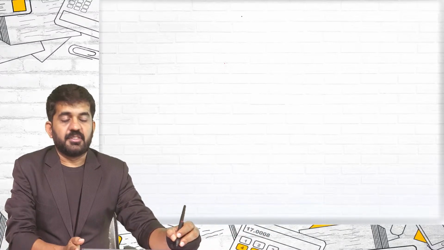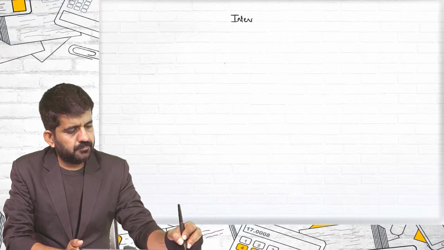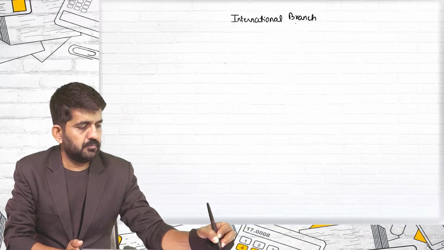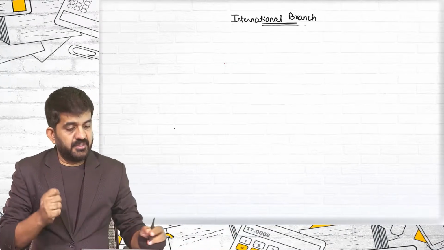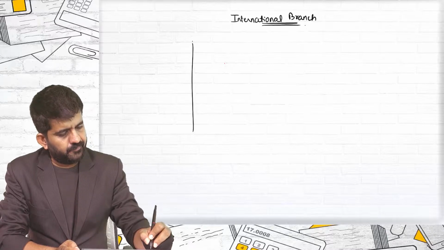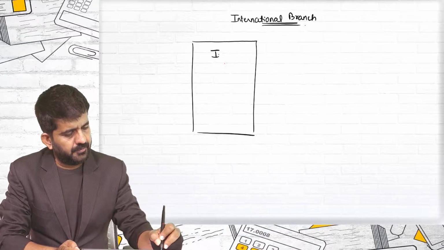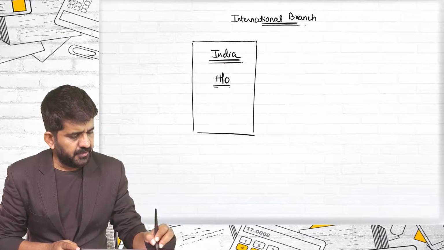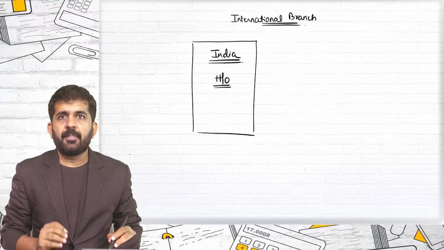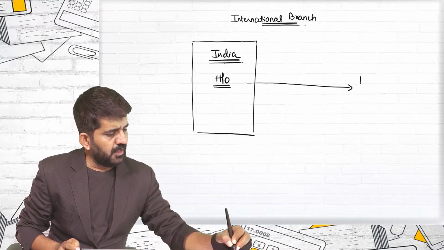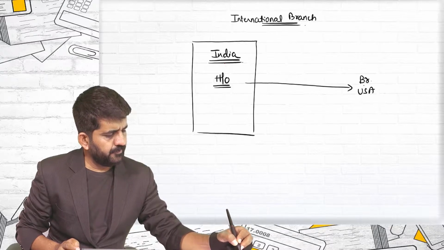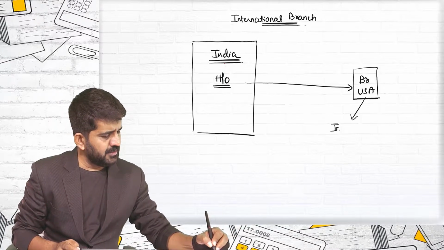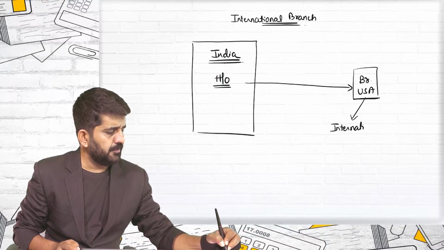Let us understand the concept of an international branch. Say our company is in the country of India. We have our head office in India, and all registrations in India. And we have a branch in the US. This branch will be regarded as international.